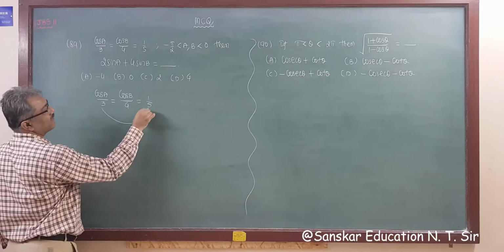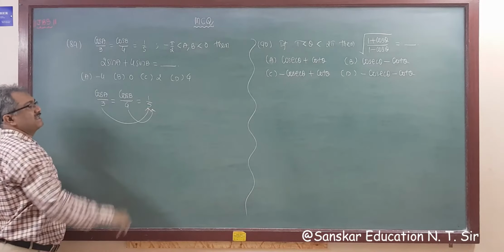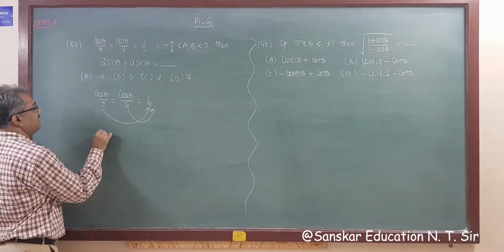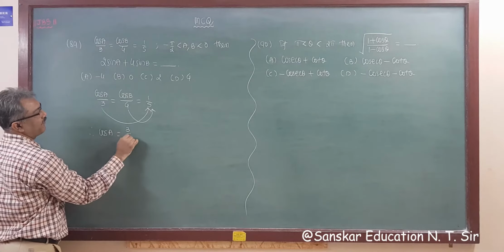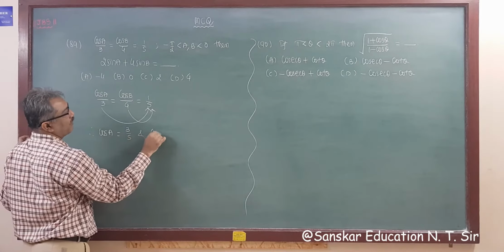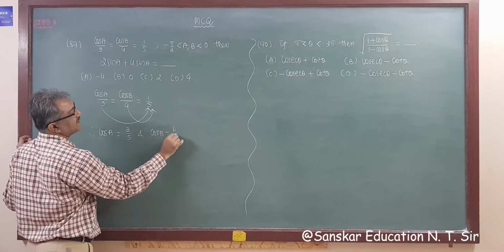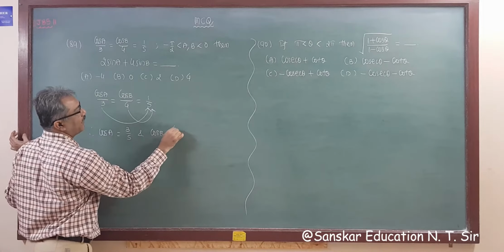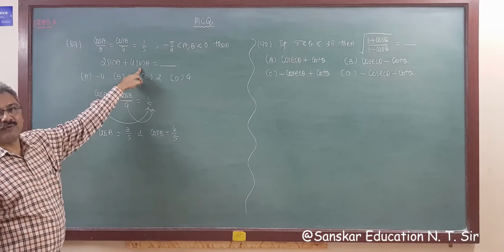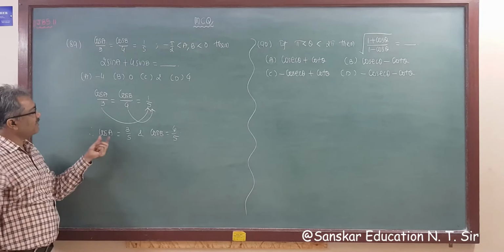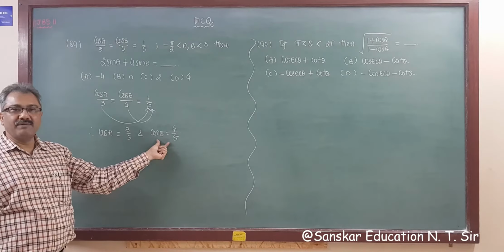That is, cos A is equal to 3 by 5 and cos B is equal to 4 by 5. And what we have to find out is the value of 2 sin A plus 4 sin B. So we want sin A from this and sin B from this.